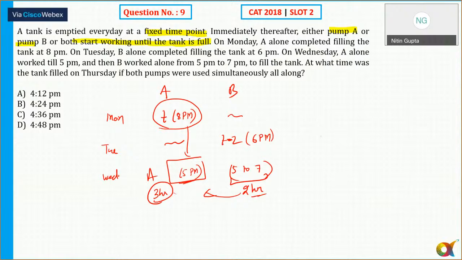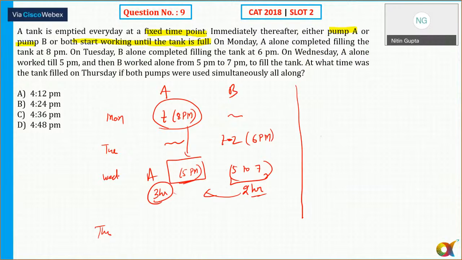I hope that now it is clear to all of you. Any doubts to anyone now? Okay. Now, the question is, at what time was the tank filled on Thursday, if both pipes were used simultaneously all along? If both the pipes are working here.